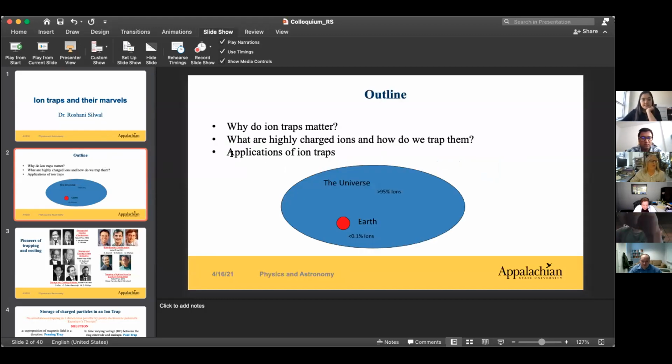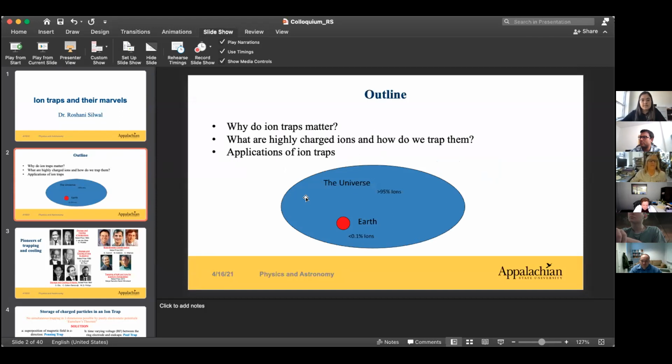So basically, I'll go over why do we care about ion traps? What are they? And when I talk about ions, the main focus today is going to be highly charged ions, because I've worked mostly with highly charged ions during my PhD work. And then I'll go over different applications of ion traps.